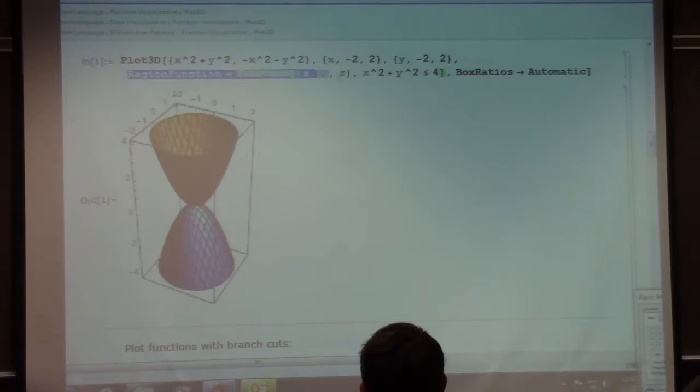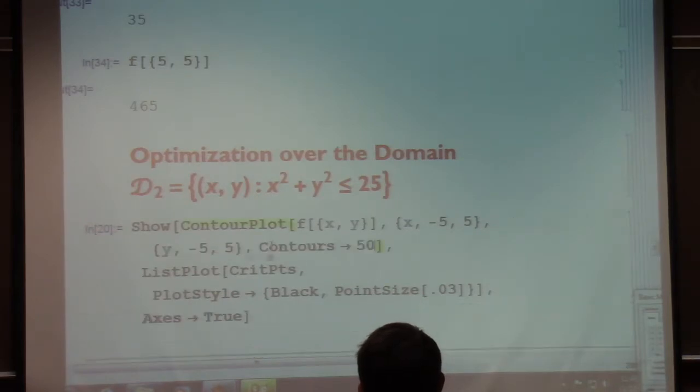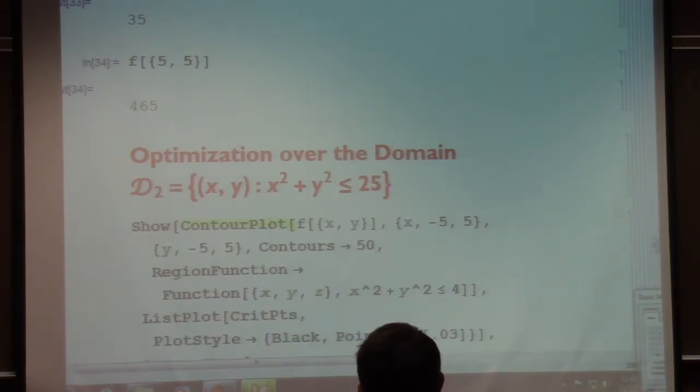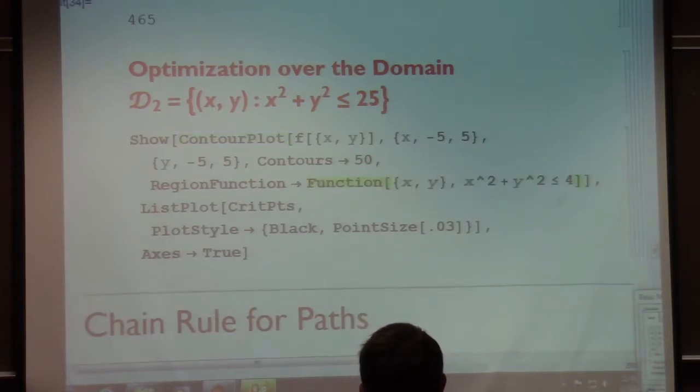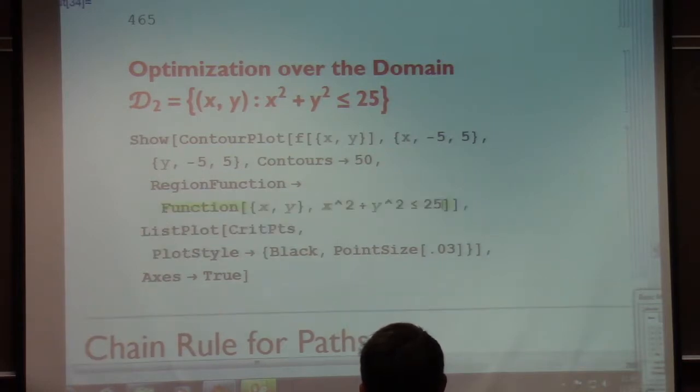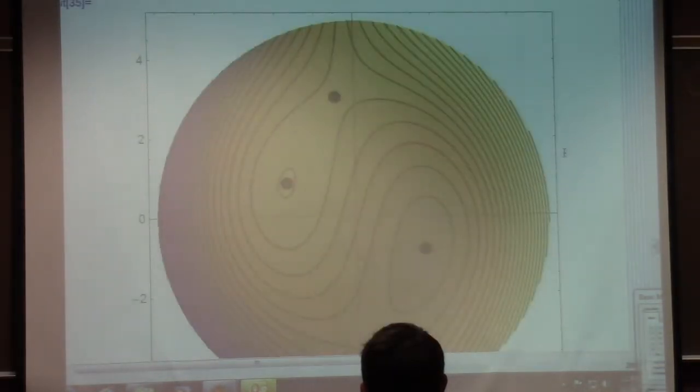I can copy and paste this code into the ContourPlot, although I do need to make a couple modifications. For one thing, I don't have any z's in the contour plot, so I should get rid of this z here. And for another thing, my disk is different. It's radius 5 instead of 2, so this should be a 25. There we go. We have restricted the domain of the contour plot to being this disk of radius 5 centered at the origin.